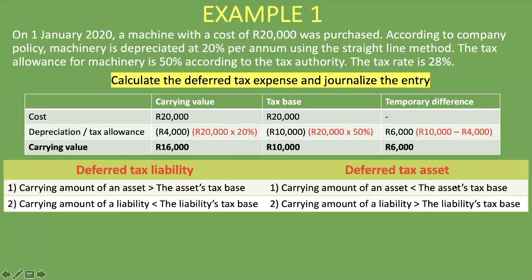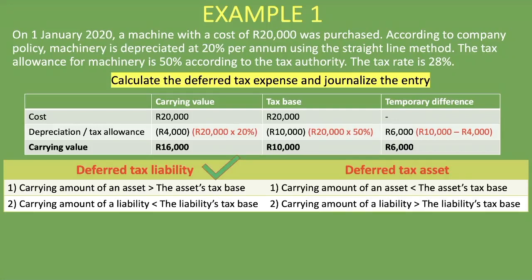And then it's a deferred tax asset if the carrying amount of the asset is less than the asset's tax base. Well, you can see here the carrying amount versus the tax base. So we have here a deferred tax liability. So I hope it was easy enough for you to be able to identify that based on the information that we've been going through. So here's a tip for you.